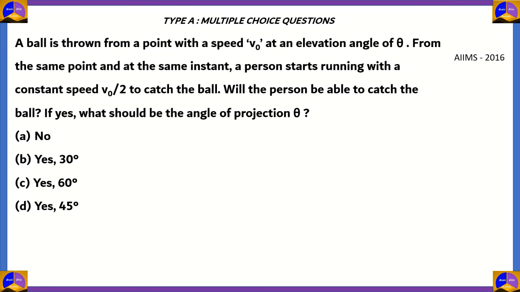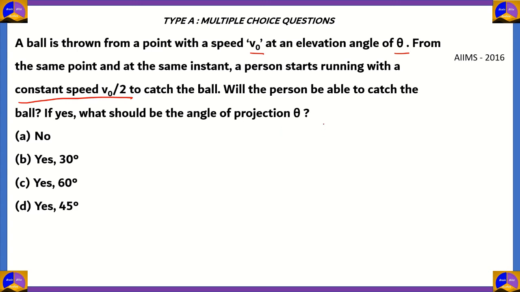And now we have our final question for this episode. A ball is thrown from a point with a speed v0 at an elevation angle of theta. From the same point and at the same instant, a person starts running with a constant speed v0 by 2 in order to catch the ball. Will the person be able to catch the ball? If yes, what should be the angle of projection, theta?